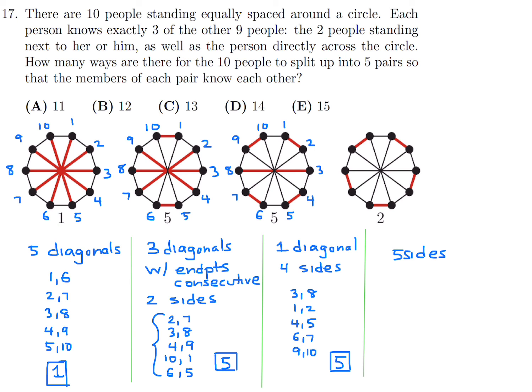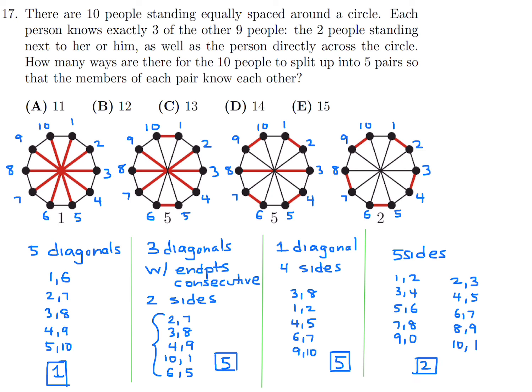And 5 sides, I'll label them. And this is one way. And the other way would be the other guys. So for example, this and this and this. So it would essentially just be 2, 3, 4, 5, 6, 7, 8, 9, and 10 and 1. So as you can see, there's 2 of those. So now we just have to add 1, 5, 5, and 2. And when you do, you get 13. So number 17, the answer is C.